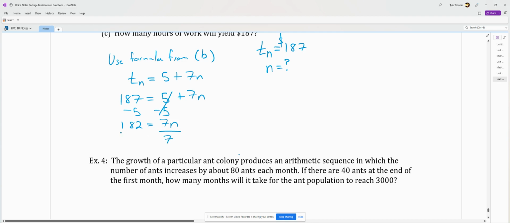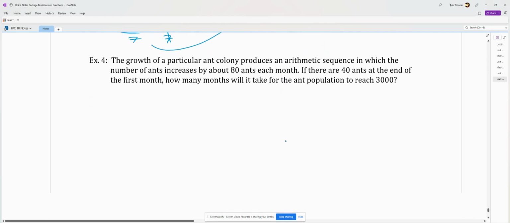Divide both sides by 7. And I'm going to have to put that over here. Sevens will cancel, so n is going to equal 182 divided by 7 is 26 hours. There we go. All right, one last question.